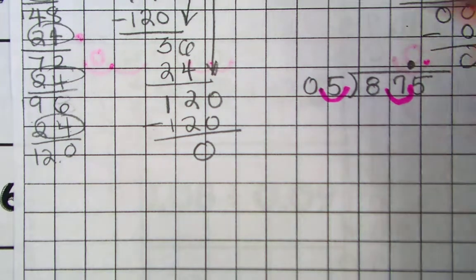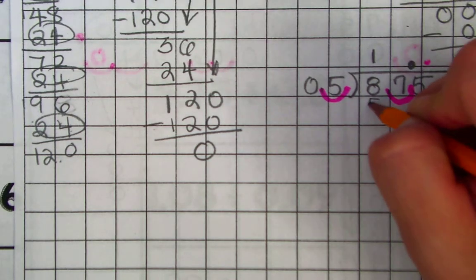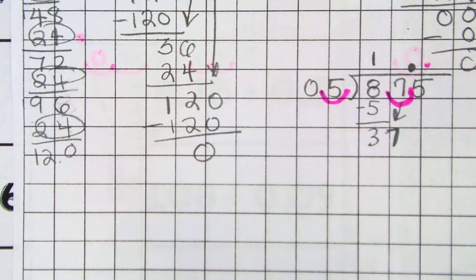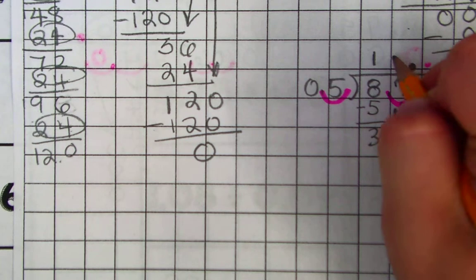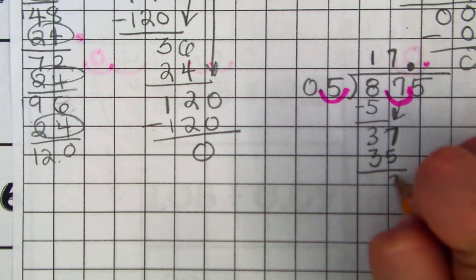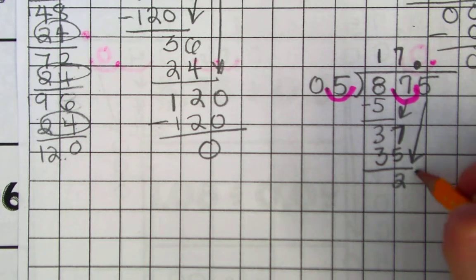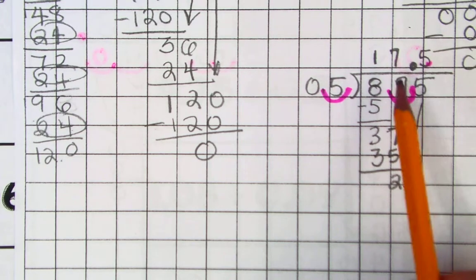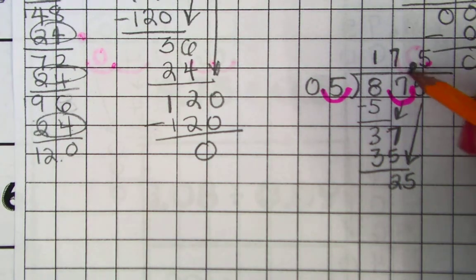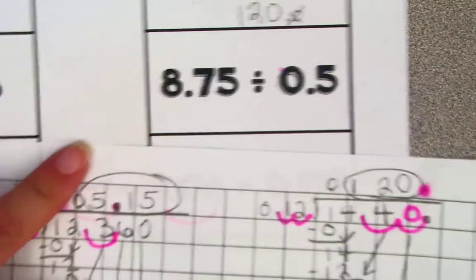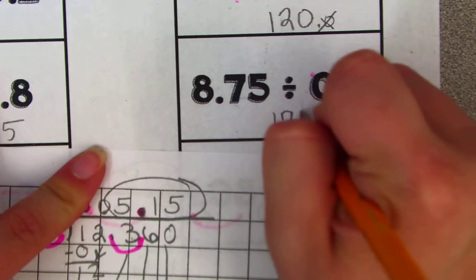5 can go into 8 once. Subtract, you get 3. Bring down your 7. 5 can go into 37 7 times. Get you 35. Subtract, you get 2. Bring down your 5. 5 can go into 25 5 times. Now, I just kept going because I remembered to put my decimal ahead of time before I even did it. So my answer is 17.5.